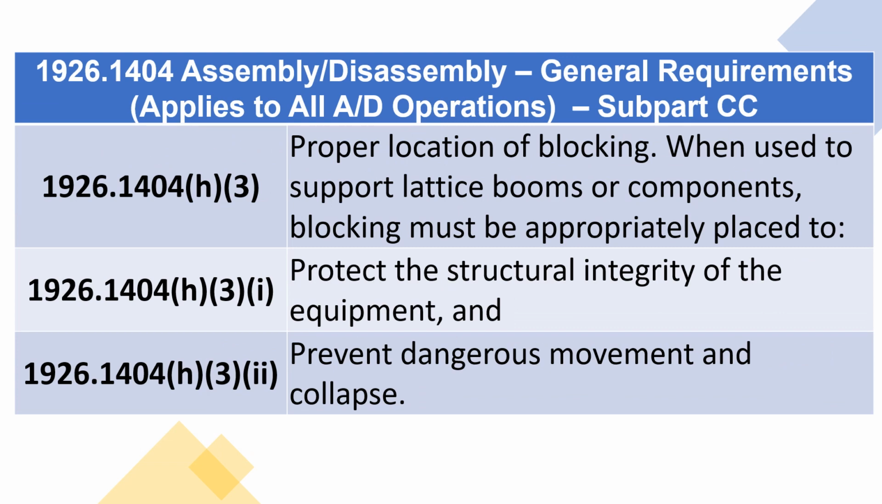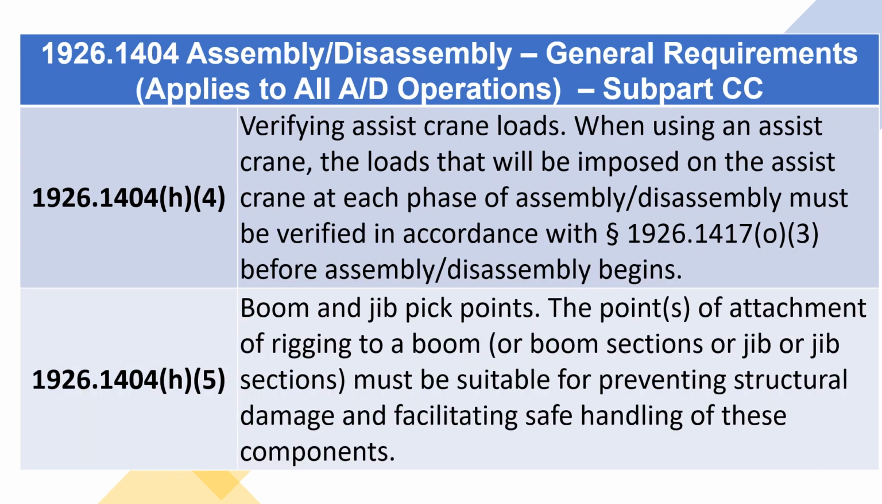1926.1404(h)(3). Proper location of blocking. When used to support lattice booms or components, blocking must be appropriately placed to 1926.1404(h)(3)(i) and (h)(3)(ii) protect the structural integrity of the equipment and prevent dangerous movement and collapse. 1926.1404(h)(4). Verifying assist crane loads. When using an assist crane, the loads that will be imposed on the assist crane at each phase of assembly/disassembly must be verified in accordance with section 1926.1417(o)(3) before assembly/disassembly begins.